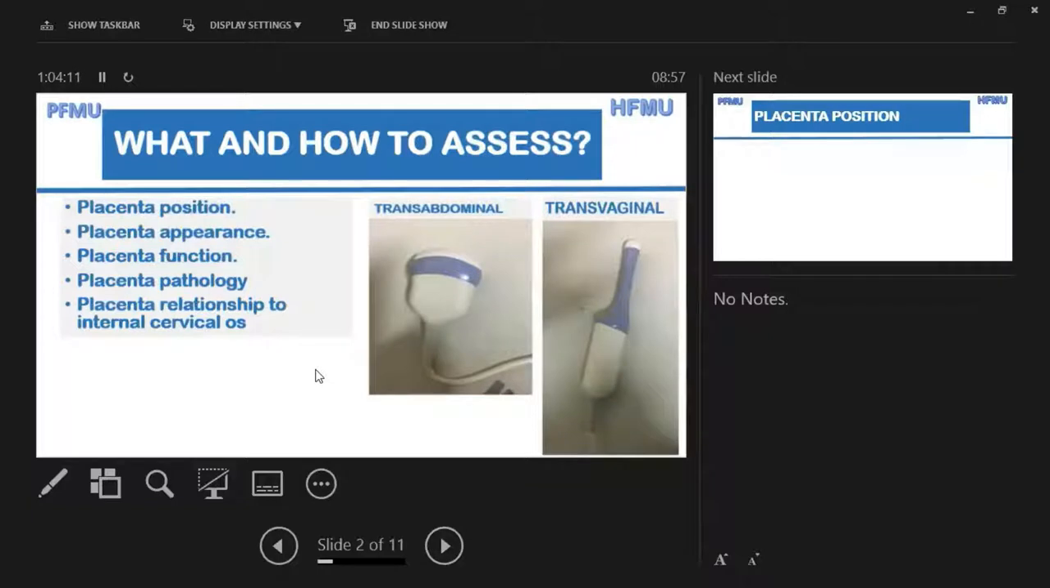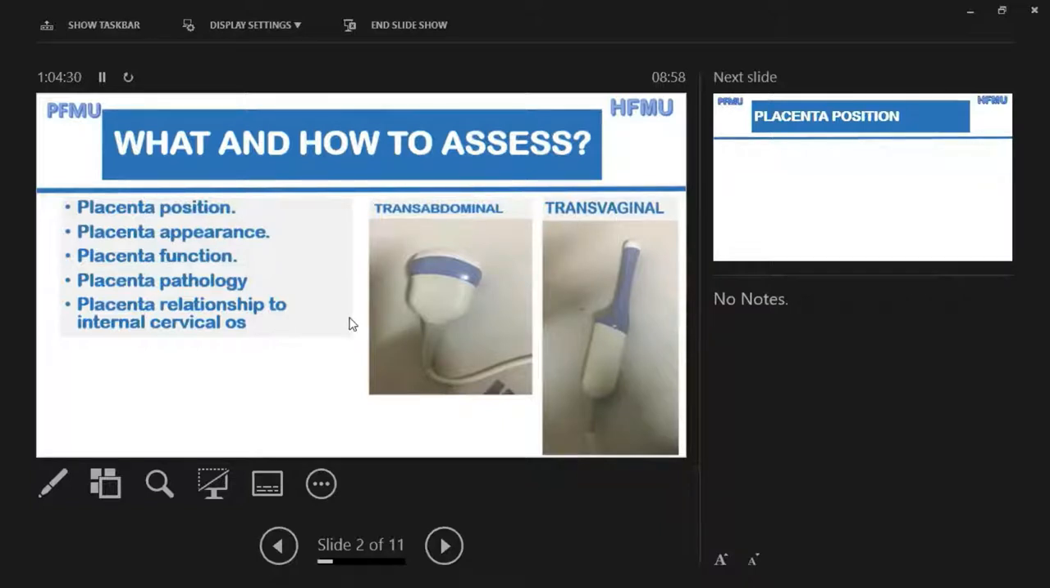So it's unfortunate that we are starting with this lecture when you haven't scanned even a single patient to see what the placenta looks like on ultrasound scan.